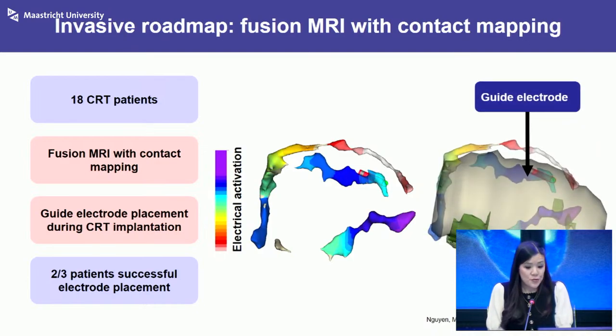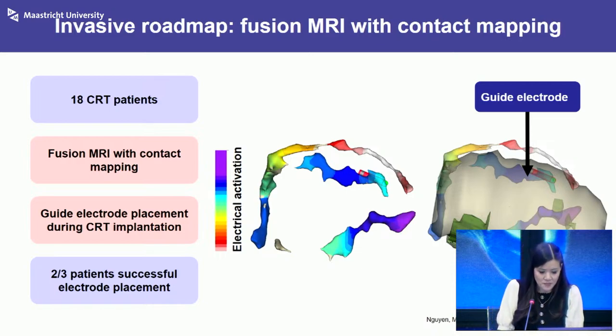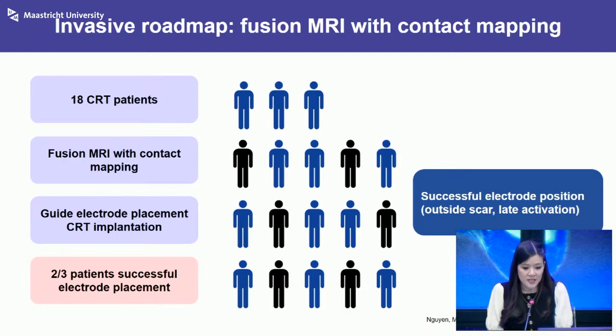On the right, we fuse this activation map with a three-dimensional reconstruction of MRI during the implantation, where green in this figure represents scar tissue that we derived from MRI. In this case, the pacemaker electrode was successfully positioned in a vein outside scar in a region of late electrical activation. Using this high-end roadmap approach, successful positioning of the pacemaker electrode was achieved in about 2/3 of the patients, while in 1/3 of the patients, a suboptimal position of the pacemaker electrode was unavoidable.